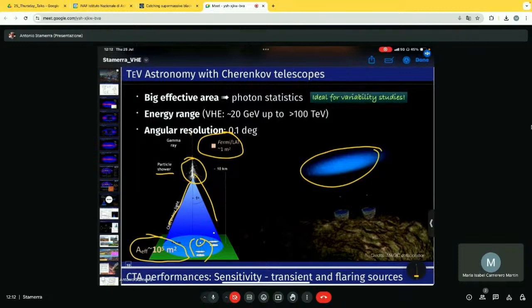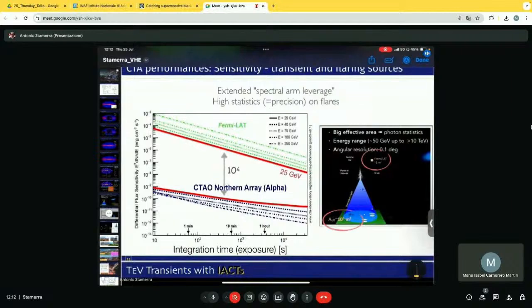And what is the consequence of this? The main consequence is, as you can see in this plot, where you have the flux sensitivity limit as a function of the integration time for CTA and for Fermi-LAT, one of the telescopes that I will show you later, you see that there is a huge improvement in the sensitivity. What does it mean? It means that the Cherenkov telescopes are ideal to detect variable sources, or sources for which you need high sensitivity in a short time.